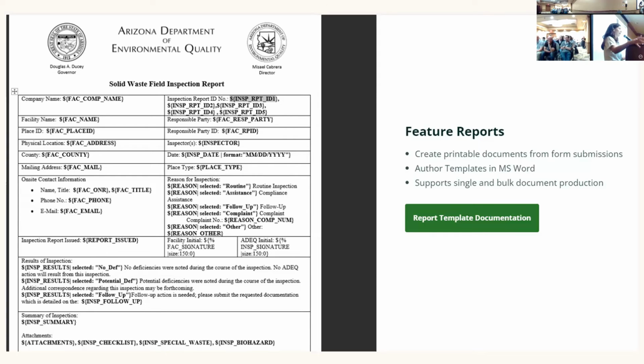You could do this in Word and just design your report there and upload it to ArcGIS Online, and then pull in your field names so that they populate within the different fields within your report.